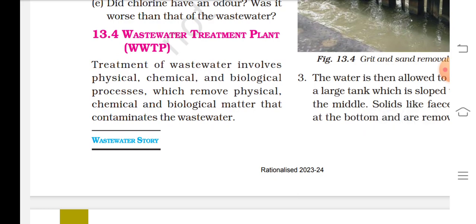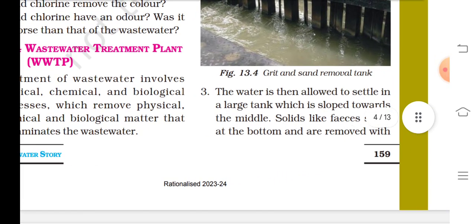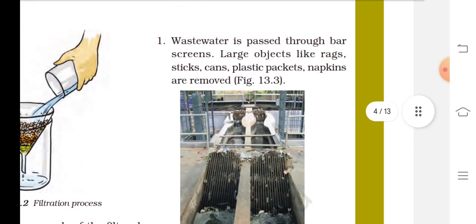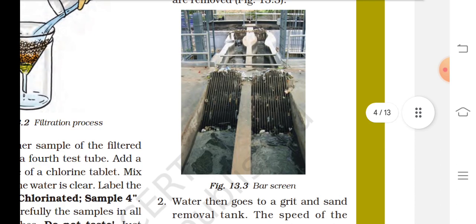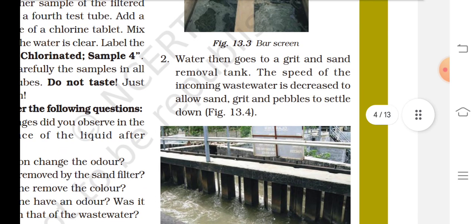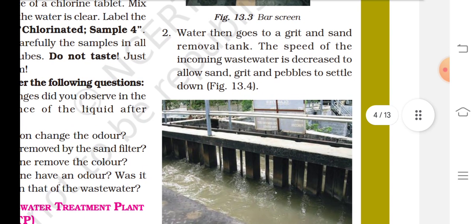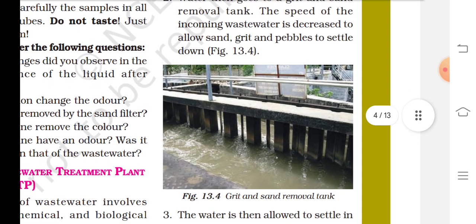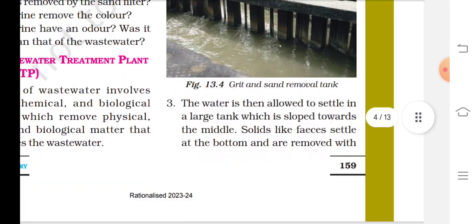Wastewater treatment plant. Treatment of wastewater involves physical, chemical and biological processes which remove physical, chemical and biological matter that are contaminants in wastewater. Wastewater is passed through a screen, where large objects like rags, sticks, cans, plastic packets and napkins are removed. Water then goes to the grit and sand removal tank. The speed of the incoming wastewater is decreased to allow the sand, grit and pebbles to settle down. The water is allowed to settle in a large tank.